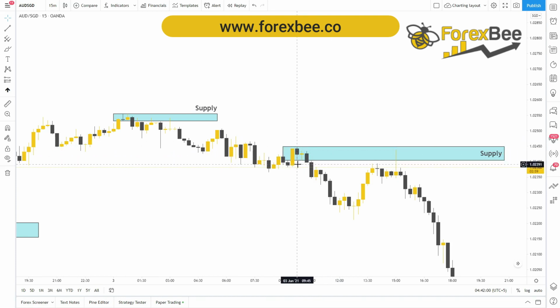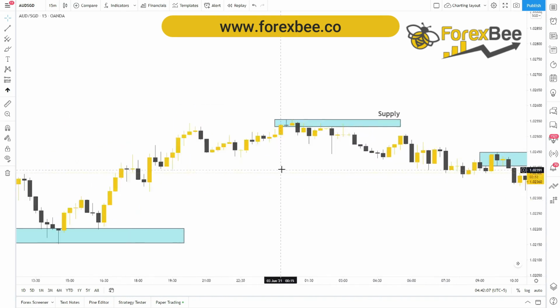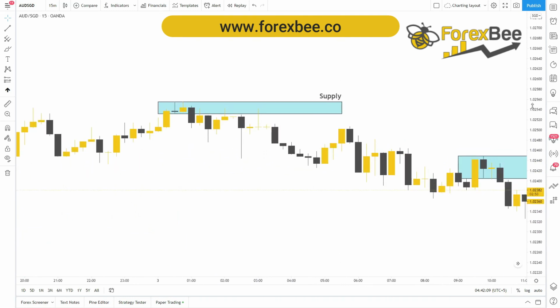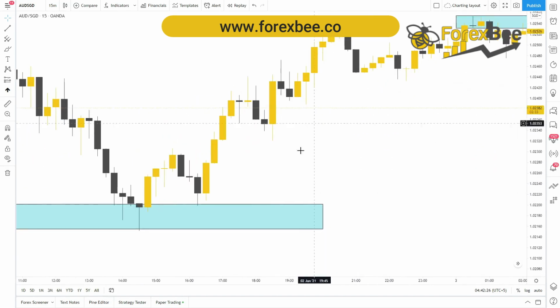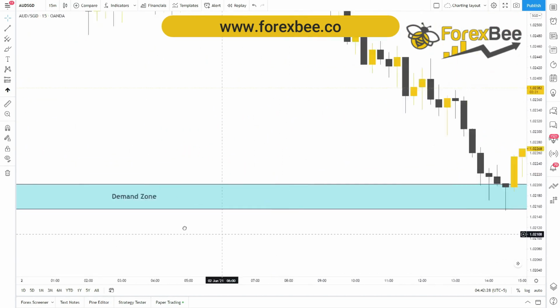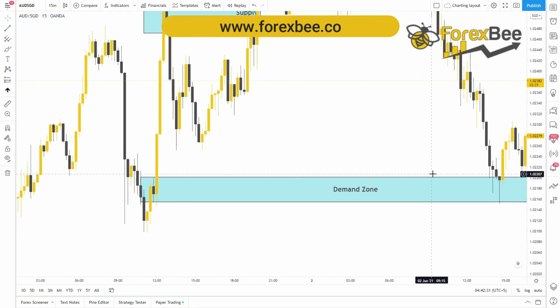This one is a rally, base, drop supply zone. Here again we can see another zone that's a rally, base, and drop. Again you can see that after the supply zone there was enough supply that price started going down because there was not enough demand. Now let me show you another example of a demand zone so that you can see how demand zones work.